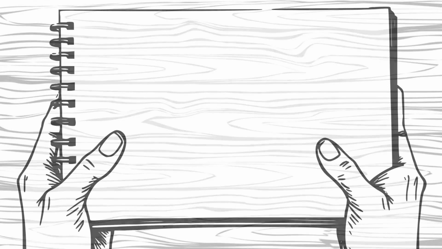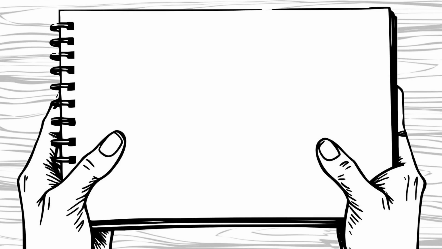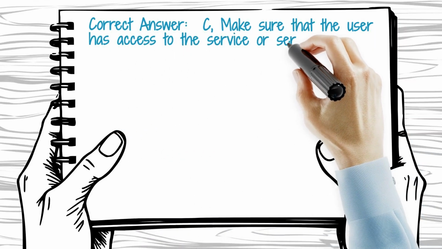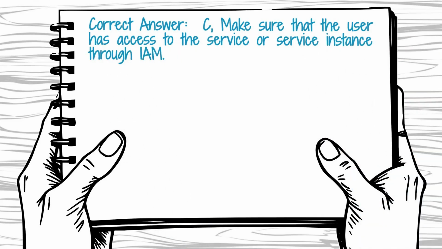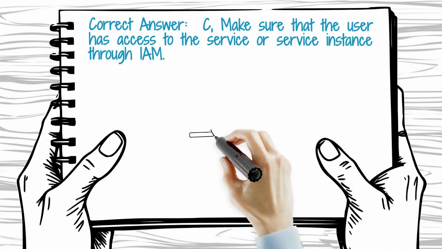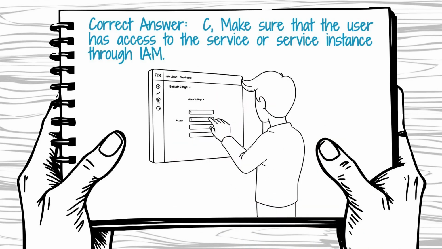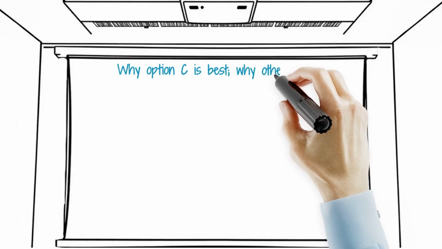Correct answer. Make sure that the user has access to the service or service instance through IAM. When troubleshooting an IBM Cloud access issue, the most fundamental and first step is to confirm that the user actually has the necessary permissions. IBM Cloud uses Identity and Access Management, IAM, to control who can do what within an account. Let's look at why option C is the best first step and why the others are generally not.